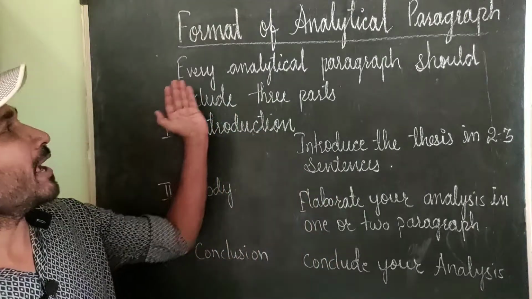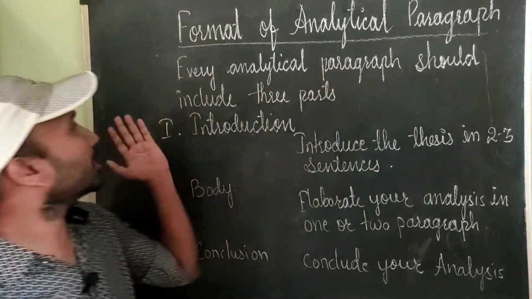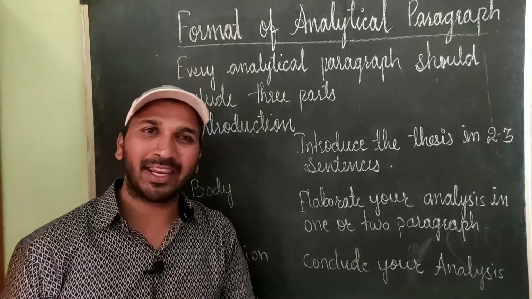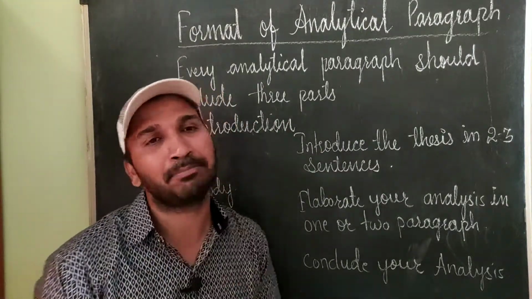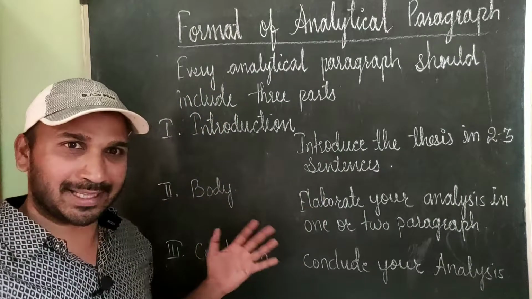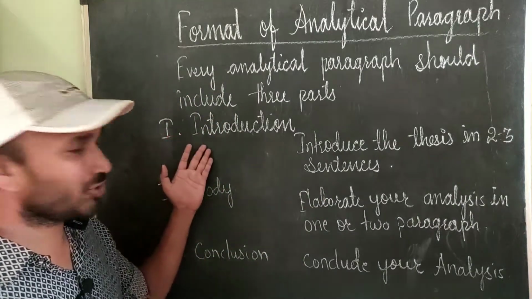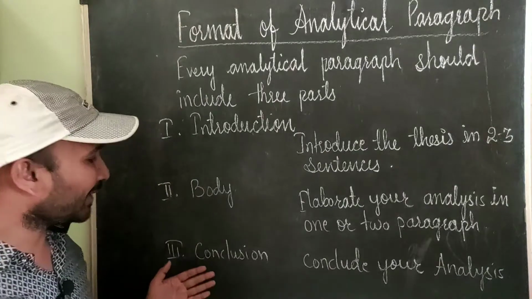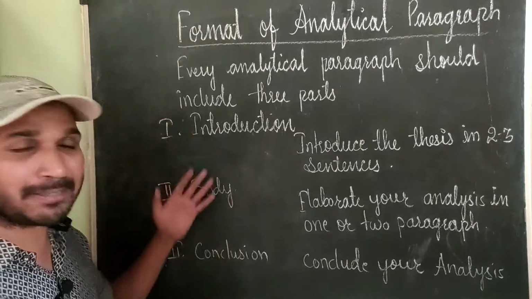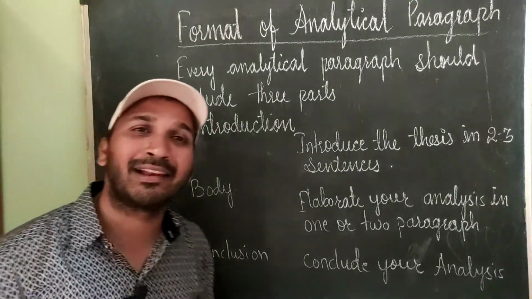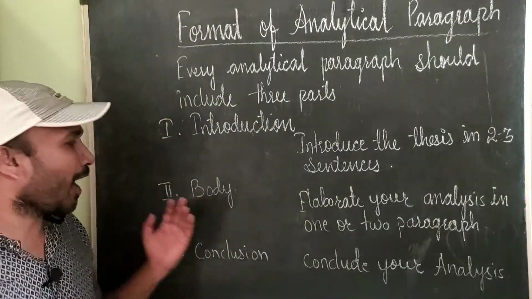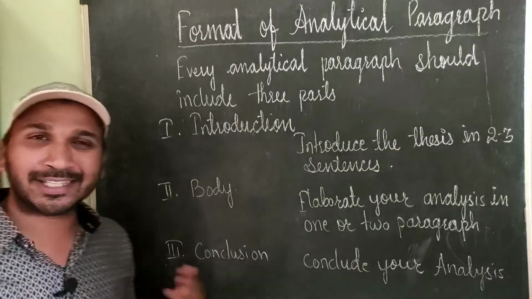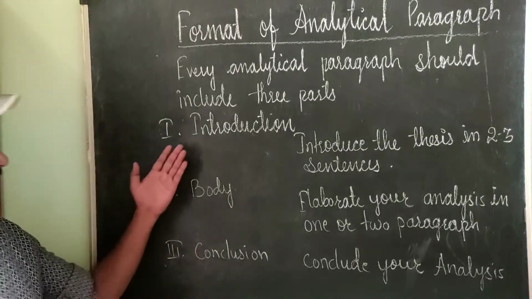Okay. So let's see what the format of an analytical paragraph is. Every analytical paragraph must have these 3 parts. What are the 3 parts? First is the introduction, the second is the body, and the third is the conclusion. These 3 parts should be there in an analytical paragraph. So how to write the introduction, how to write the body, how to write the conclusion? We will start with that.